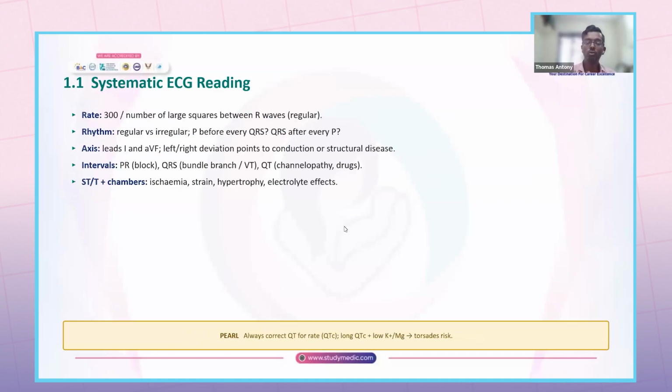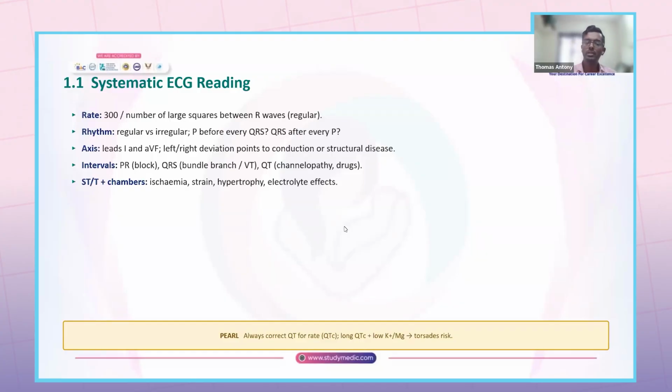Systematic ECG reading. How do you read an ECG when you get a question? First is the rate. Whether it is a bradycardia or a tachycardia: 300 divided by the number of large squares between the R's. Rhythm: we have to know whether this is regular or irregular. Is there a P before every QRS, and a QRS after every P? These are things you should look for. In the axis, lead 1 and aVF, left or right axis deviation points towards a conduction or a structural disease.